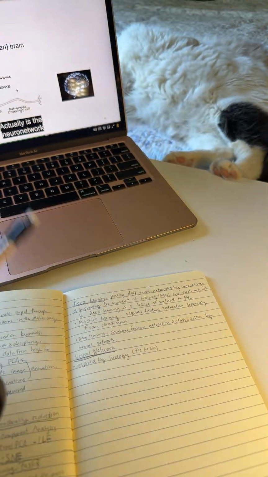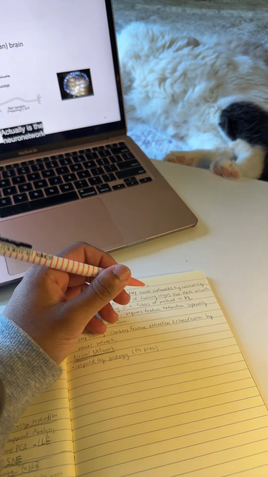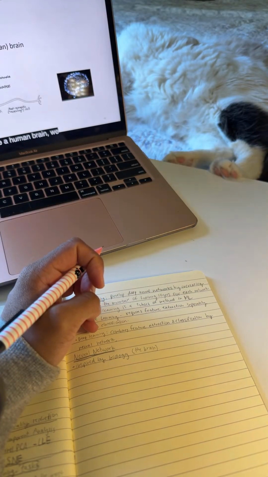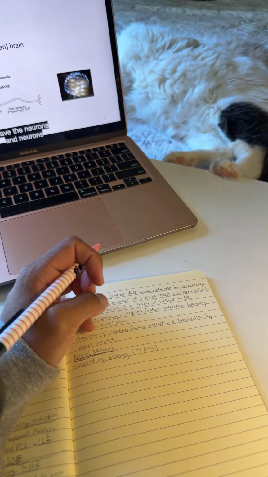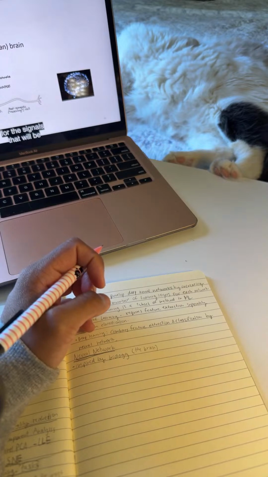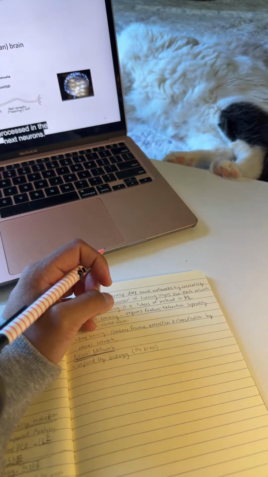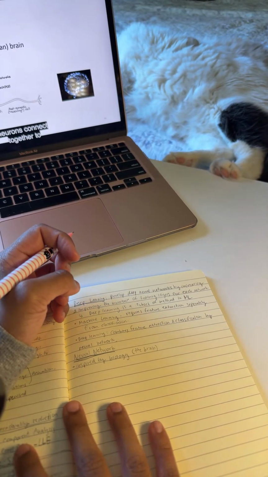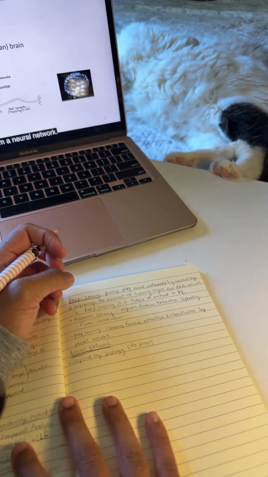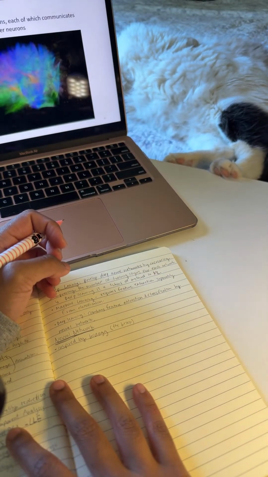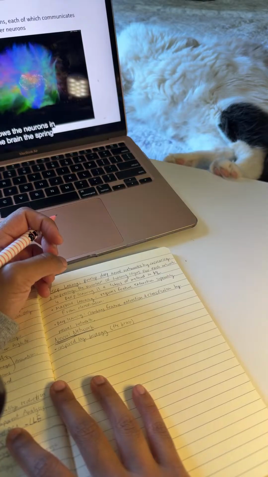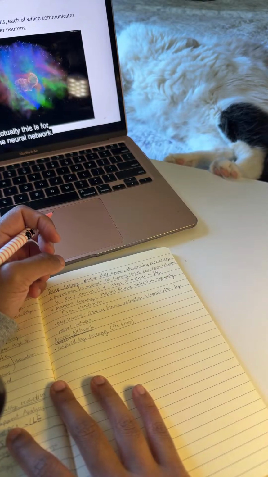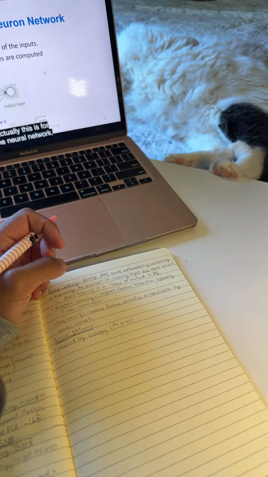Actually, this is... Man, I hate that girl. The neural network is inspired by biology. For example, like a human brain, we have the neurons, and the signals will be processed in the next neurons, and they have a lot of neurons connected together to form a neural network. Here shows the neurons in the brain, the mouse brain actually. So this is the neural network.